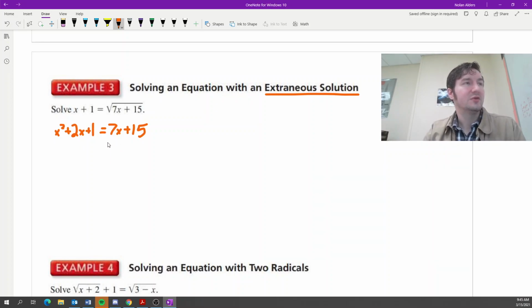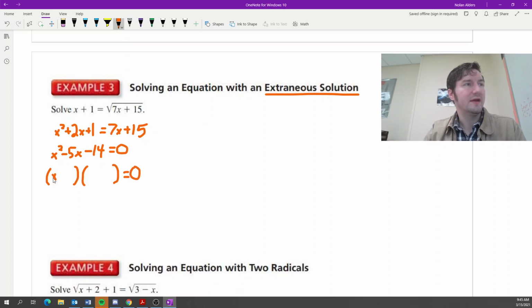Then we can subtract the 7x over here, so we'll have x squared minus 5x. We could also subtract this 15 over to here, and we'll be left with negative 14. 1 minus 15 is negative 14, and then we'll just have 0 on the right side. I guess to solve this, we may try factoring it. It's a quadratic equation at this point, so we can try factoring it. I think factoring will work with this equation.